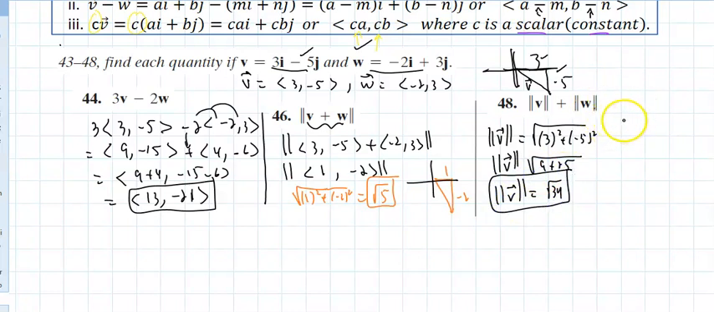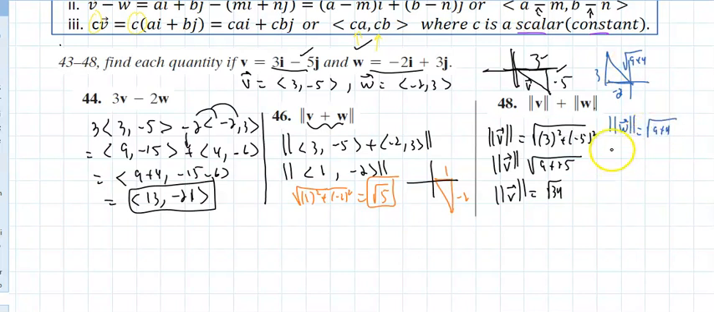Well, magnitude of w, if I do the same, if I go to w and say that's negative 2, 3 up, wouldn't that right there be the square root of 9 plus 4? So this is the square root of 9 plus 4. That would be radical 13. And since I'm taking the sum of those, that would be the sum.